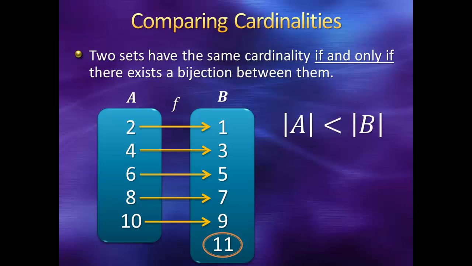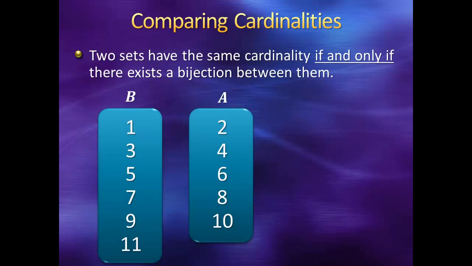So, since the cardinality of our domain is less than the cardinality of our codomain, our function can never be surjective. On the other hand, what happens if we try to establish a bijection the opposite way? Say, a function g from B to A. Perhaps g of 1 is 2, g of 3 is 4, g of 5 is 6, g of 7 is 8, and g of 9 is 10.